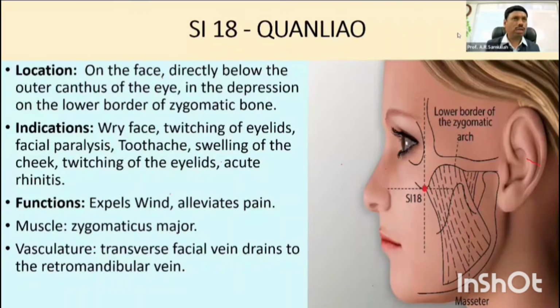The Chuan Leo is a really great point to treat all mastication-related disorders, especially facial paralysis or Bell's palsy related conditions. You just activate this point. Further, it is the small intestine meridian meeting point, also known as the SI18 point.